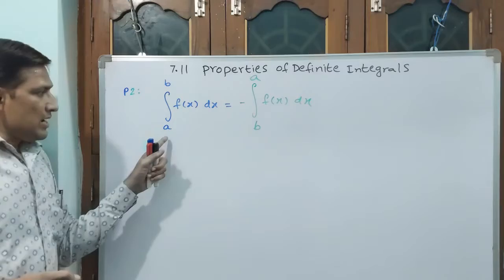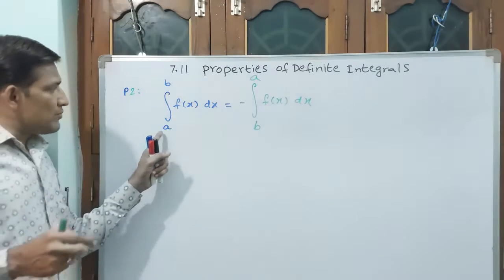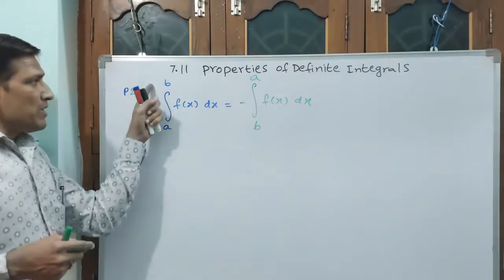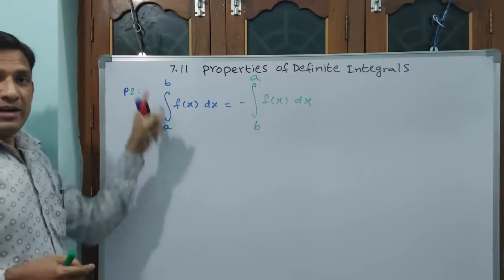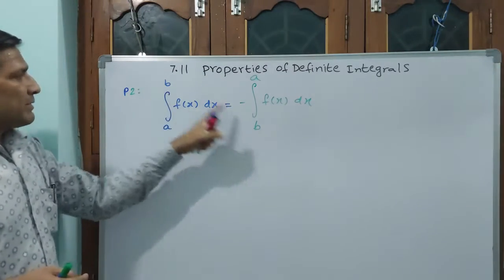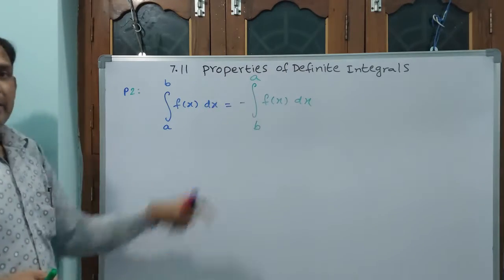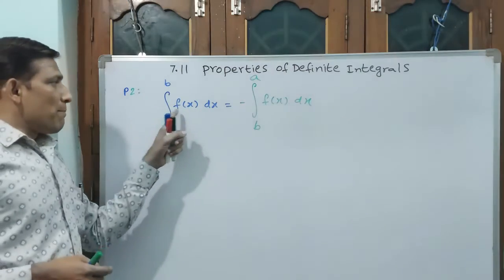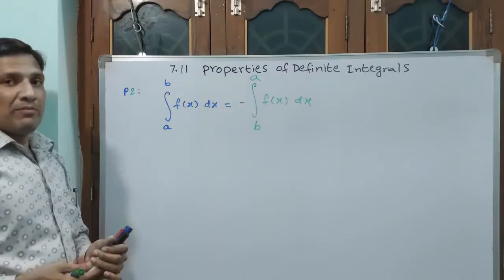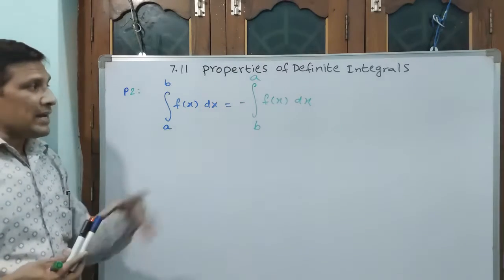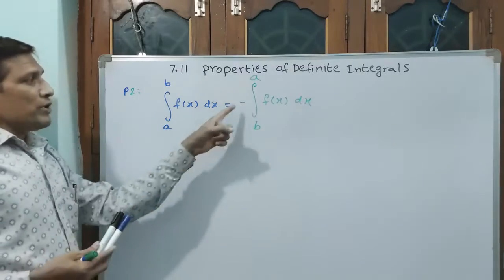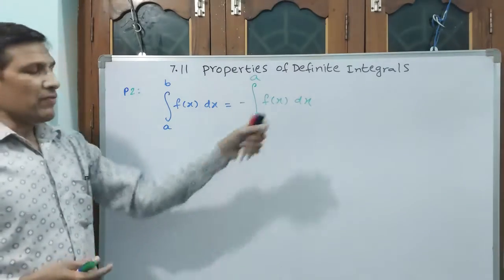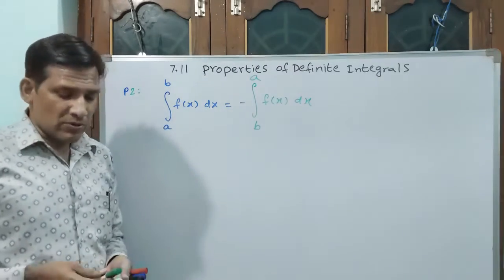Carefully observe here. From a to b f of x dx we have changed it to b to a. That means we have reversed the limits. The upper limit has become the lower limit and the lower limit has become the upper limit. Due to that, the result is going to become negative. But this proof we also have to see.